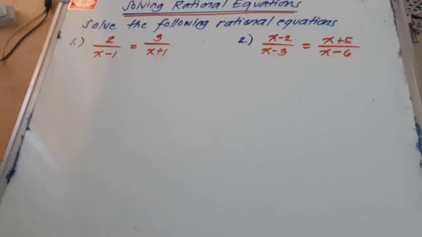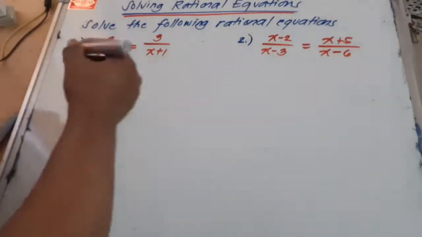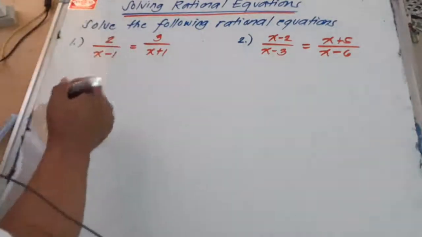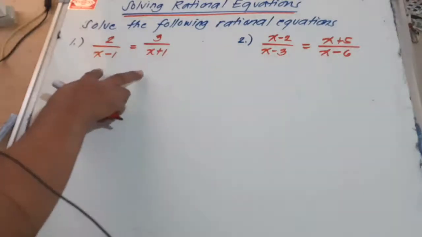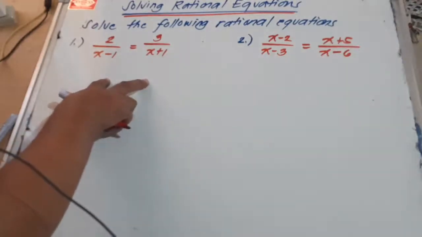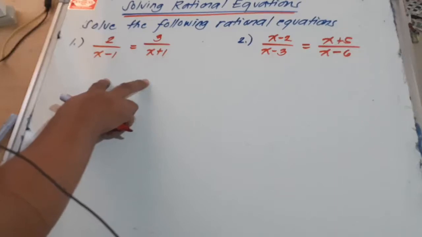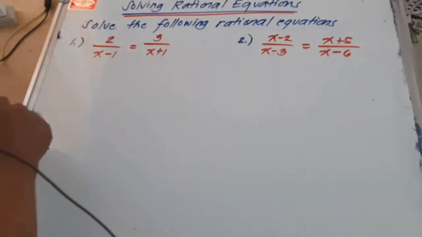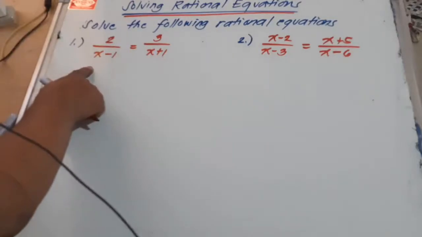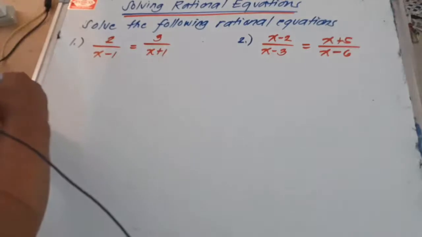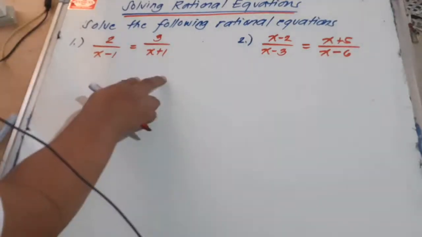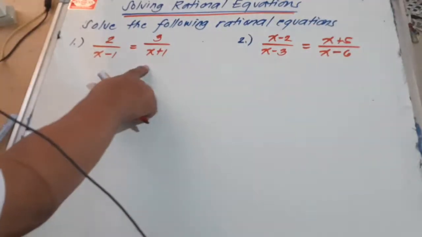Okay. So, sagutan natin yung number 1. So, number 1 is 2 over x minus 1 equals 3 over x plus 1. So, what values of x ang hindi pwedeng maging value niya dito sa rational equation sa number 1? Unang-una, x cannot be equal to positive 1 dun sa left side of our equation at dito naman sa right side, hindi pwedeng maging value ng x ay negative 1.